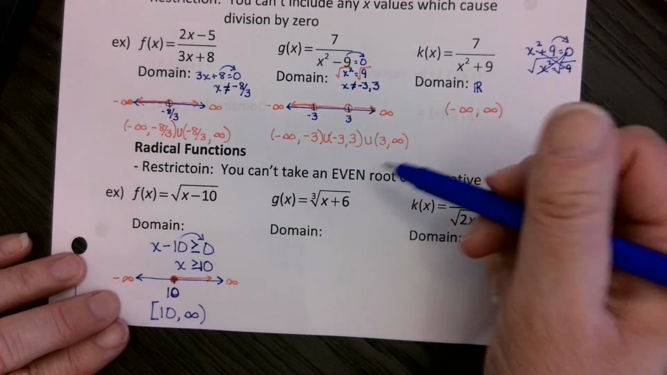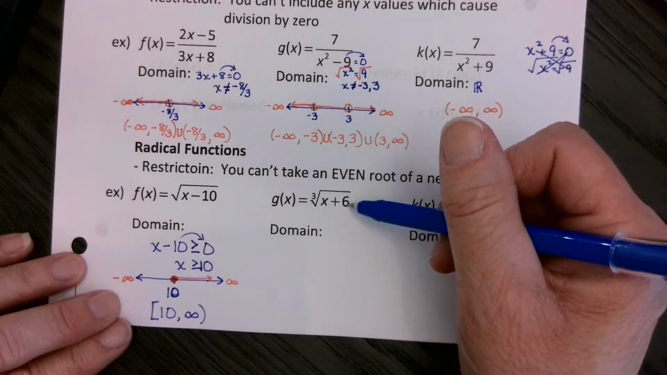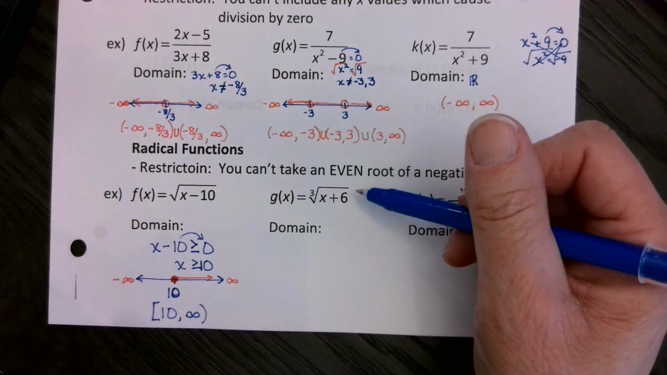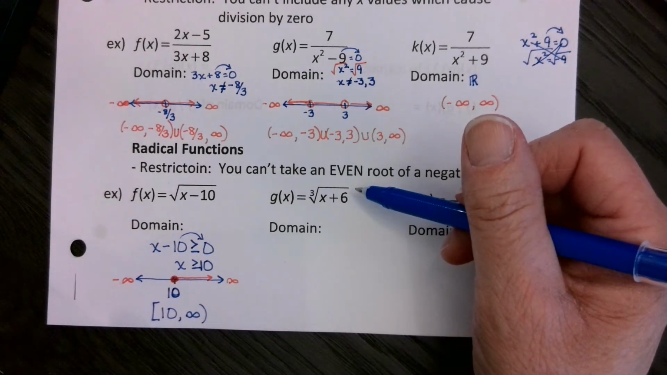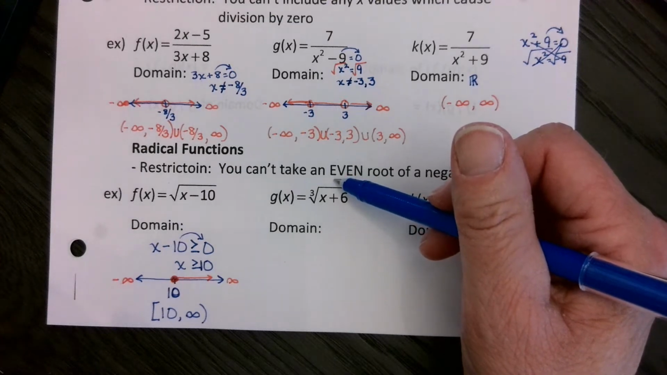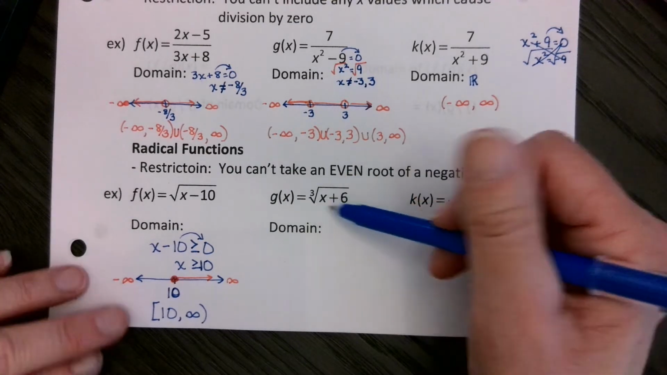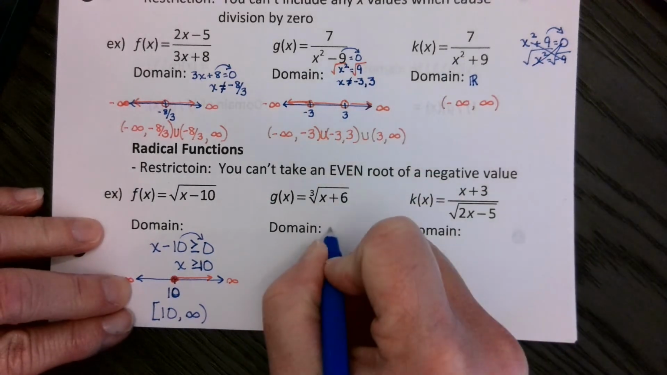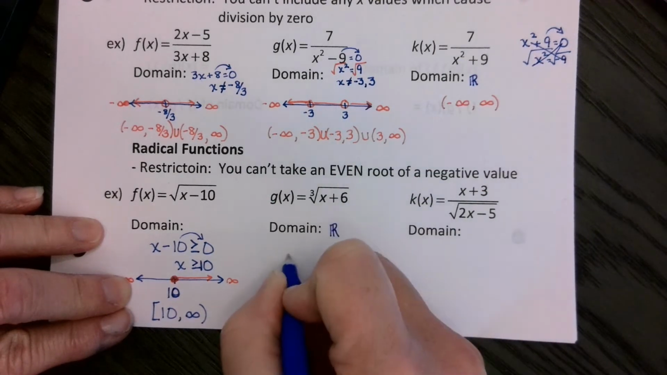Right here, we can take cube roots of negative numbers, 0, and positive numbers. So there are no restrictions here. When there are no restrictions, it's all real numbers.